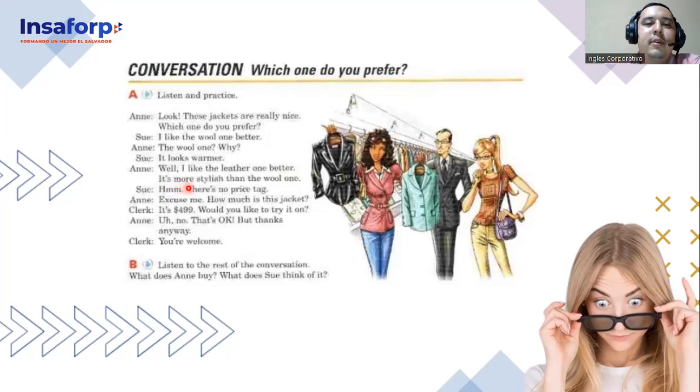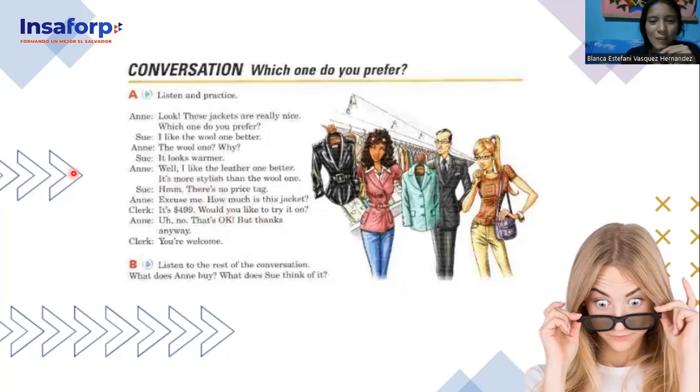It's more light than the wool one. No, Blanquita, we were right here. No, es que me hacía falta. Ah, okay.